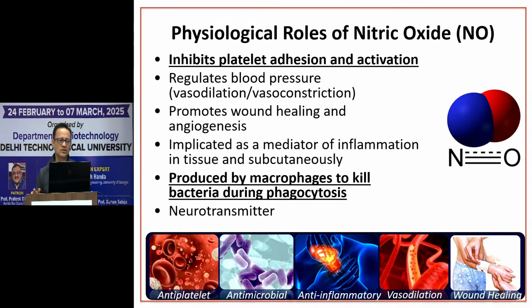Nitric oxide has a lot of different roles in our body. Okay, it can promote wound healing, it can help with angiogenesis, regulates blood pressure. The main two things that we are going to discuss today are its ability to inhibit platelet activation and its ability to kill bacteria. Okay, it's a neurotransmitter also. It helps in, I told you, angiogenesis, that's growth of new blood vessels, so you can have a faster healing of the wounds. So a lot of different applications, but we are going to focus on platelets and bacteria.